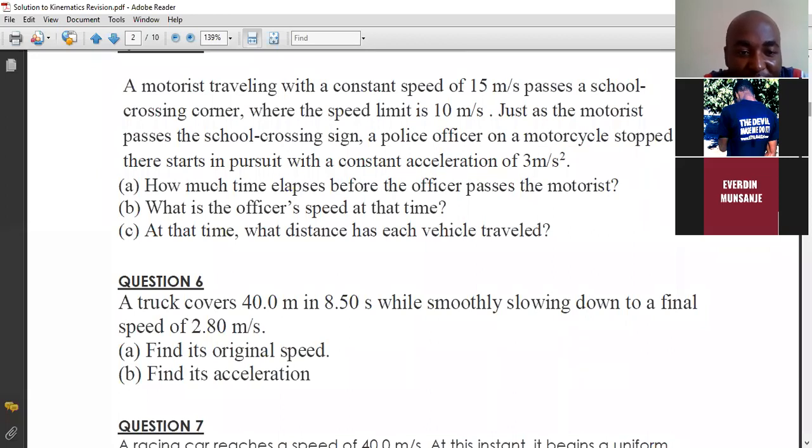B, what is the officer's speed at that point? Then C, at that time, what distance has the vehicle traveled?